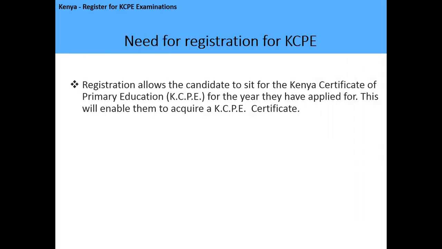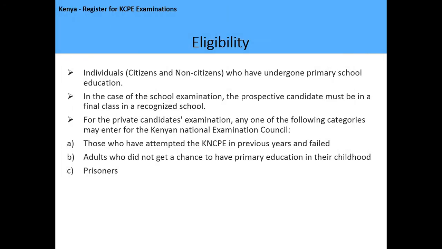Need for registration for KCPE. Registration allows the candidate to sit for the Kenya Certificate of Primary Education for the year they have applied for. This will enable the candidate to acquire a KCPE certificate. The eligibility criteria is as follows. Individuals, both citizens and non-citizens, who have undergone primary school education are eligible to apply. And in the case of school examinations, the prospective candidate must be in a final class in a recognized school.